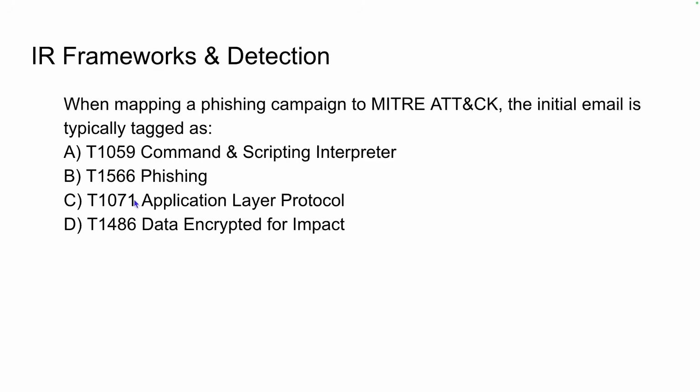They're not going to just send you the IDs, right? You would probably see something like this. And so the initial email is typically tagged as phishing. It's not going to be command and scripting. It's not going to be application layer protocol, data encrypted, none of that stuff. It's phishing. It's a very obvious answer.